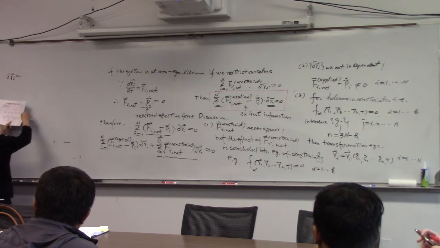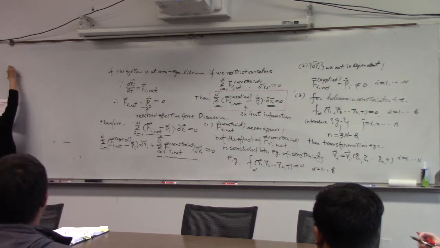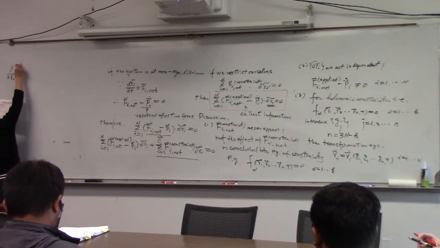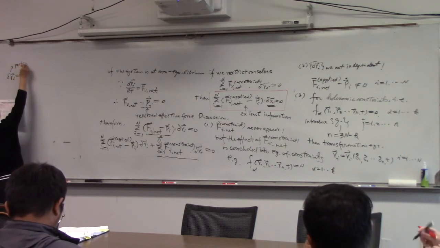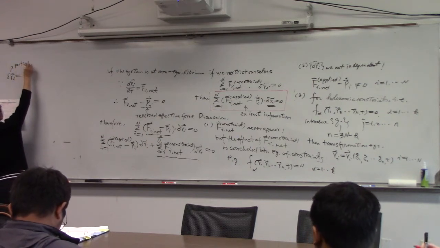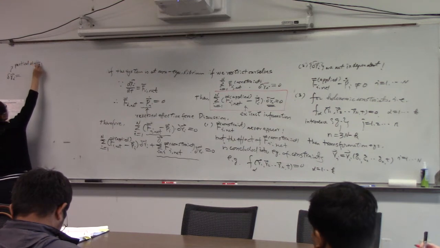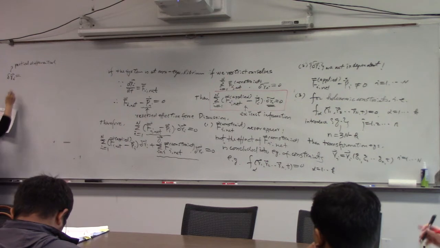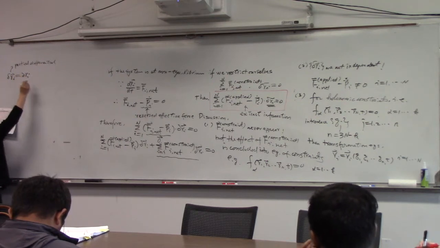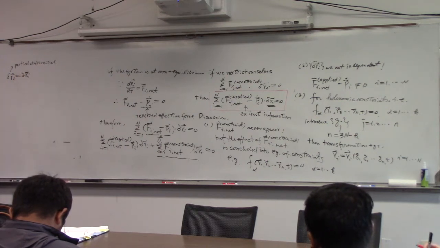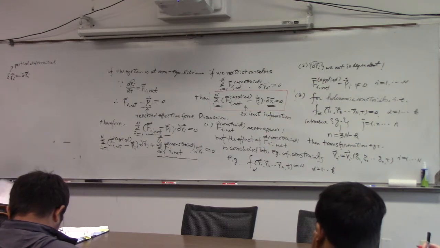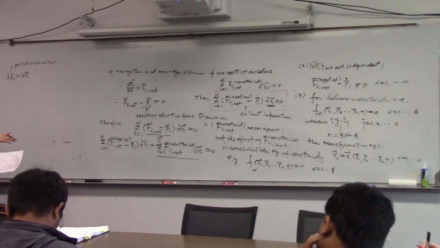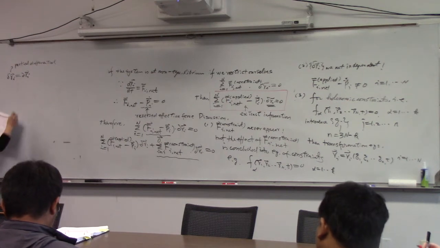Partial differential. So we just use some notation, something like this, right? That means we only change R with respect to the general coordinates, which does not depend on time.